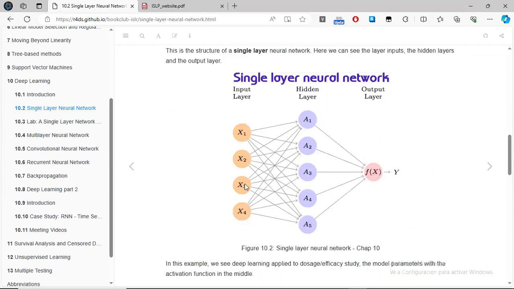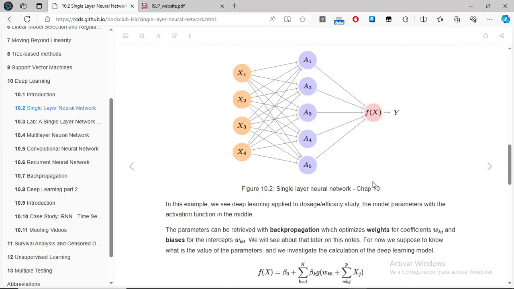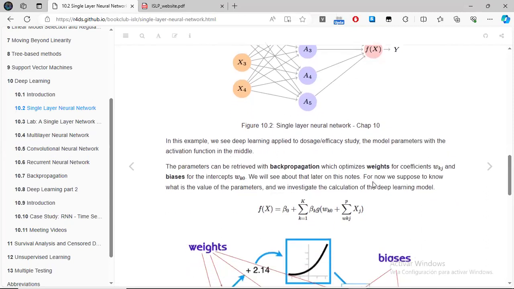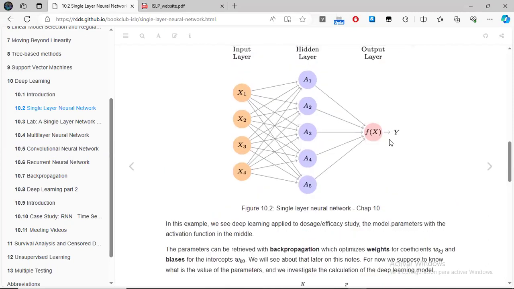Okay, so we have our predictors and the activations. As we can see from the arrows, each one of them is taking all of the inputs into account. Then from an affine combination of these activations, we get our estimate function, for which we predict some response.